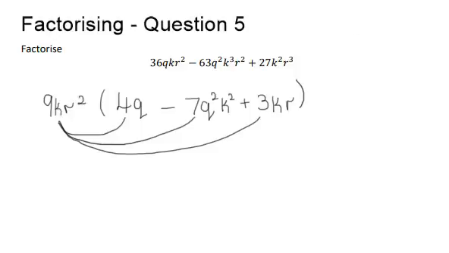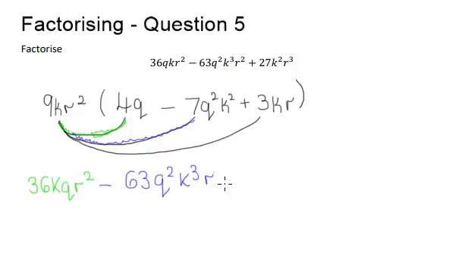So remember, the last thing we need to do is just double check that we've done this correctly. So let's colour coordinate my lines. If I times these two things together, I'm going to get 36 KQR squared. If I times this together, what am I going to get? Well, 7 times 9 gives me, I've got a minus there, so it'd be minus 63 Q squared K cubed R squared. And the last one I need to do is this red line here. And we know 9 times by 3 gives me plus 27.